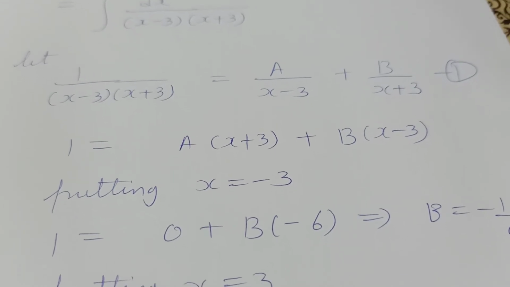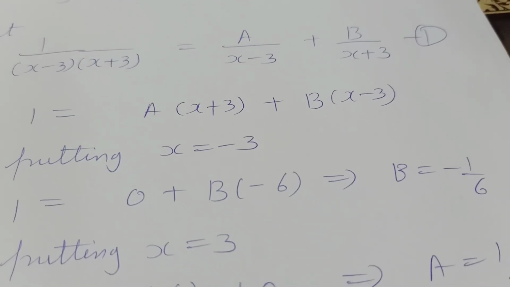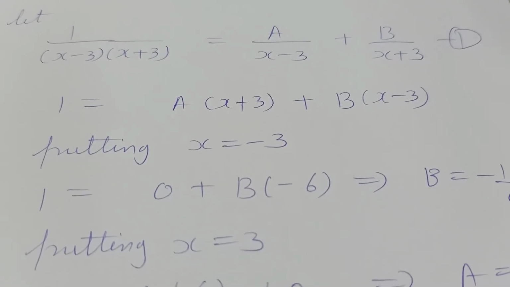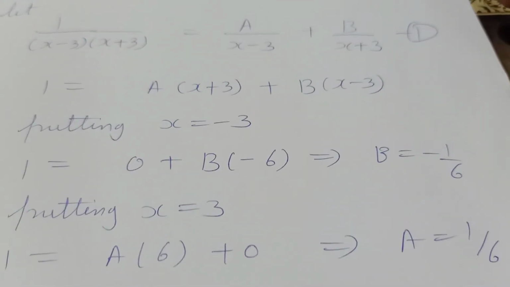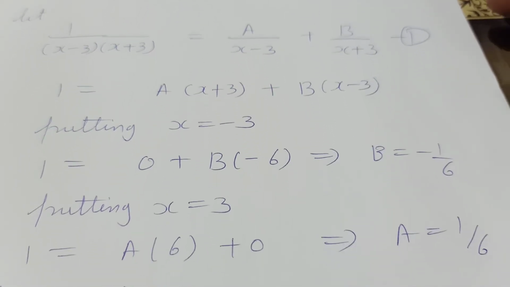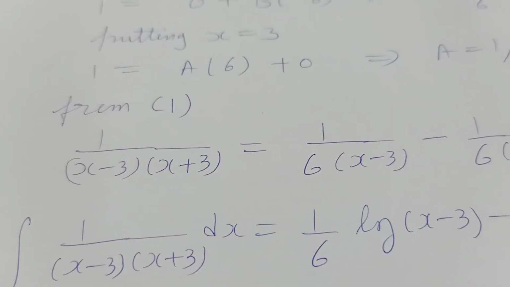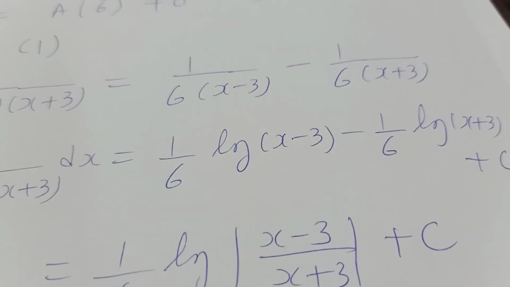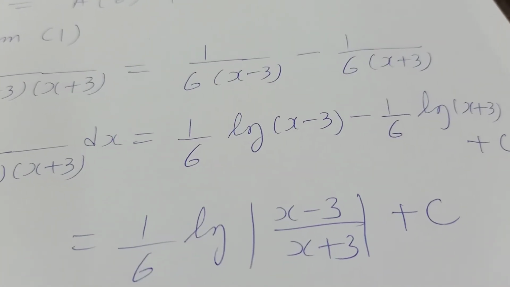If we put x equal to minus 3, then the term containing A will be 0, and you will get the value of B as minus 1 by 6. And if you put x equal to 3, then the term containing B will be 0, and you will get the value of A, that is 1 by 6. So if we put the values of A and B in 1, then we will get our rational function as 1 upon 6 into x minus 3 minus 1 upon 6 into x plus 3. Now integrating both sides, you will get 1 by 6 log of x minus 3 minus log of x plus 3 plus c, or you can say 1 by 6 log mod of x minus 3 upon x plus 3. So this is our answer. Okay.